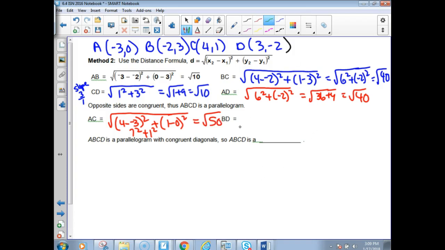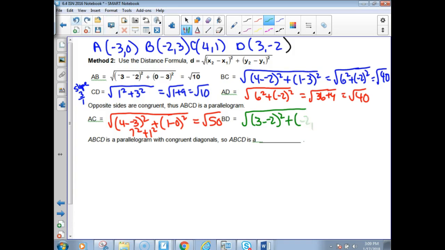And now I want to see if BD is the same length. So to go from B to D, I take the x's and subtract them. 3 minus -2 squared. I went from the D point with 3, subtracted -2. Now I'm going to do -2 minus 3. The y's.